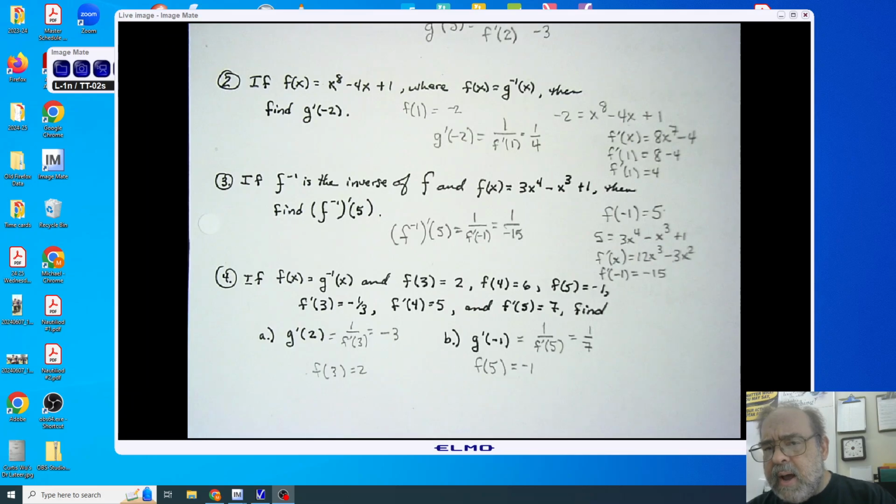But most of the graphs and most of the functions that we will work with will not have an inverse that's easy to find. And it'll take you more effort to find the inverse than it will to use the RDIB.